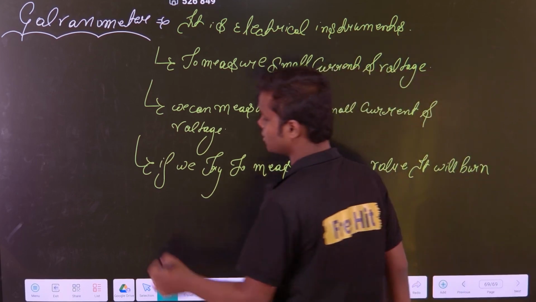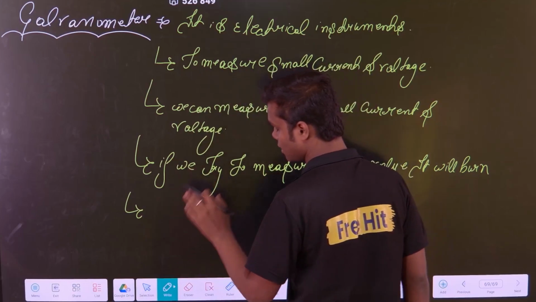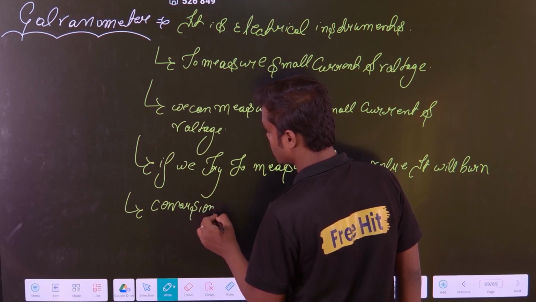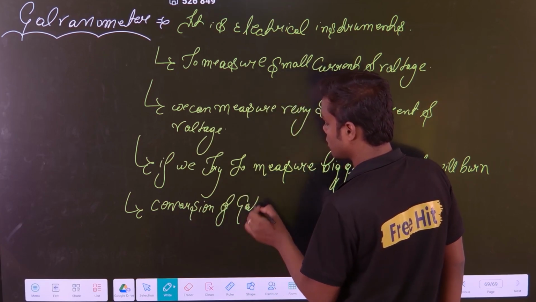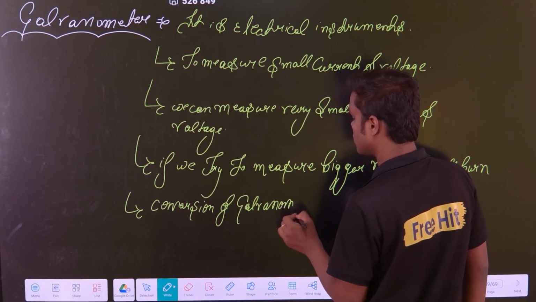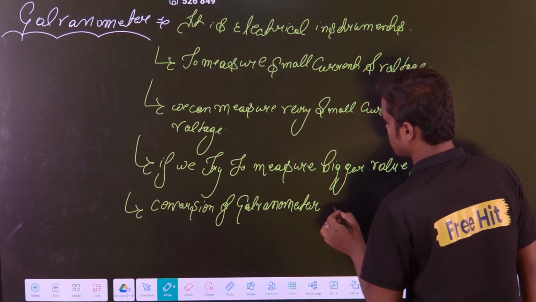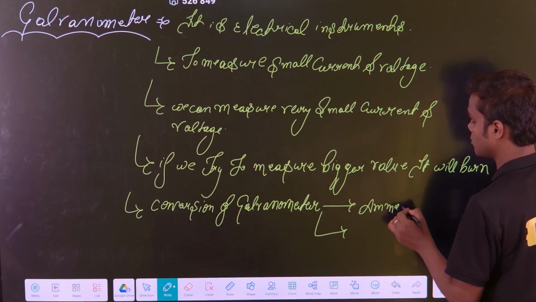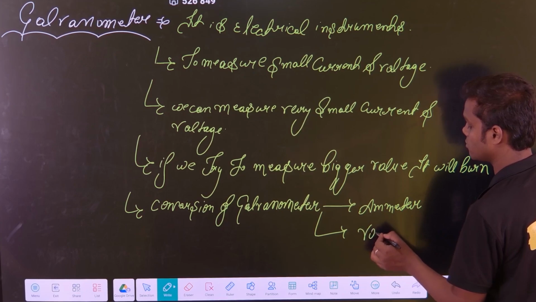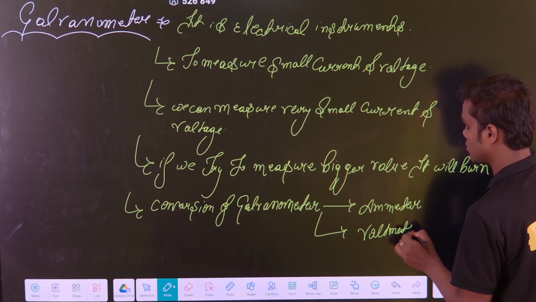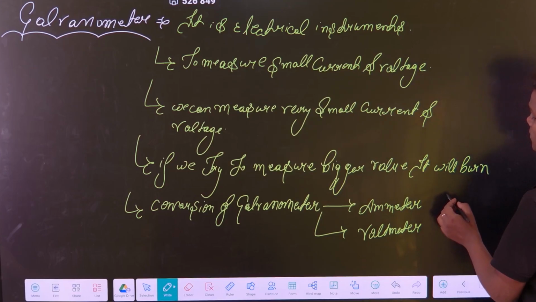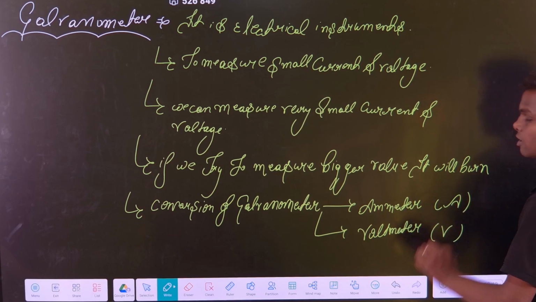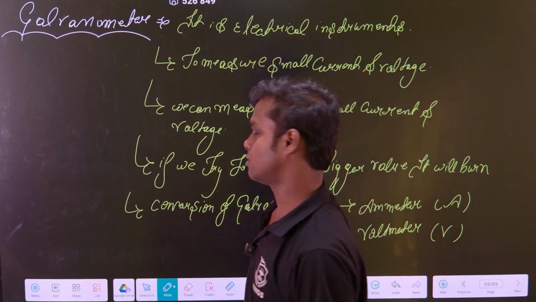Basically what we have to discuss in this chapter is the conversion of a galvanometer, first to an ammeter and second to a voltmeter. Why have we invented the ammeter? So that we can measure large values of current in an ammeter, and similarly we can measure large values of voltage by using a voltmeter.